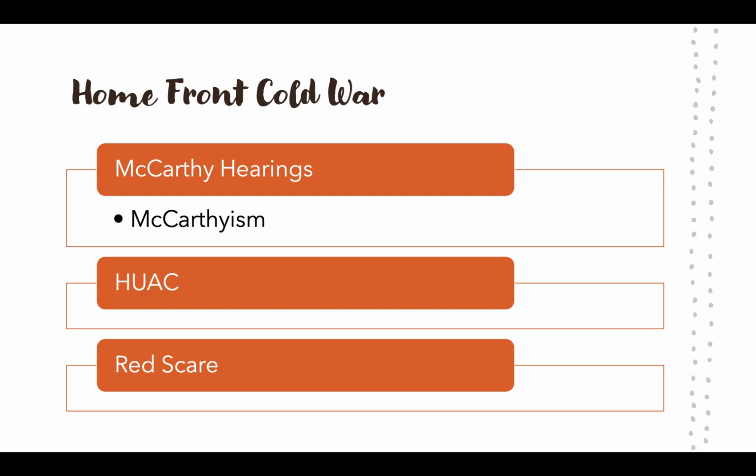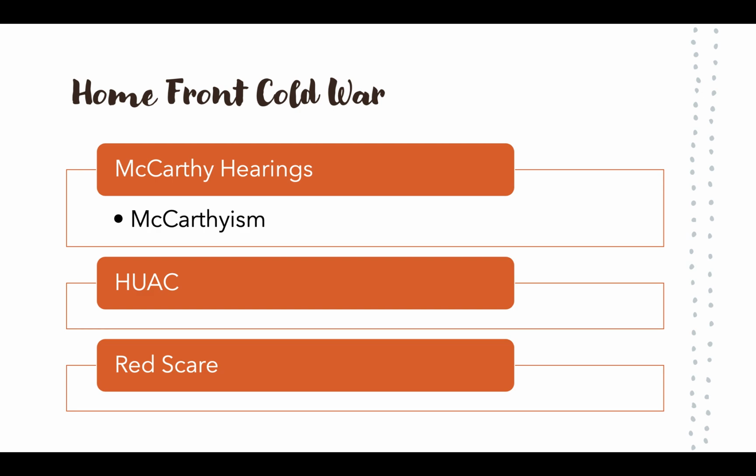HUAC, the House of Un-American Activities Committee, was the House of Representatives committee that was searching for communists within the government. They held hearings that were supposed to find communists within not only our government, but just our society. The most infamous hearings were those of the Hollywood 10. The Hollywood 10 were a group of 10 filmmakers, writers, producers, and directors that refused to give up any names.